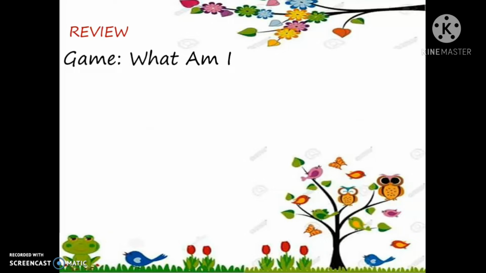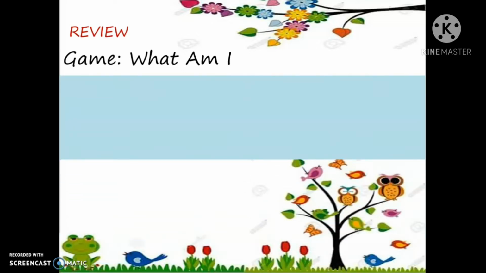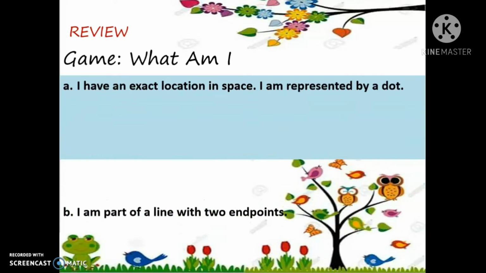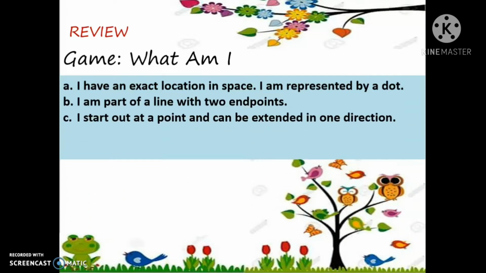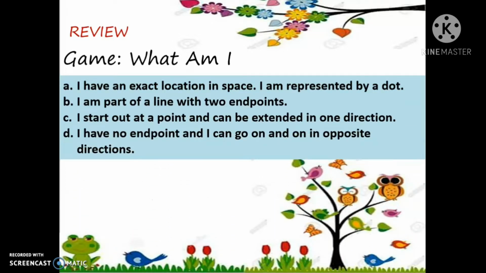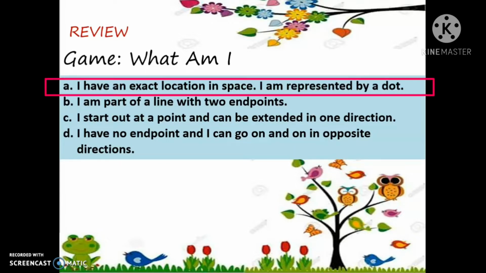Are you ready for a game, children? The name of this game is What Am I? For letter A, I have an exact location in space. I am represented by a dot. What is your answer? Correct. The answer is point.